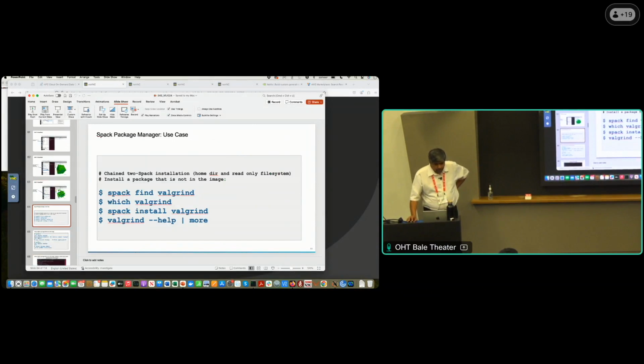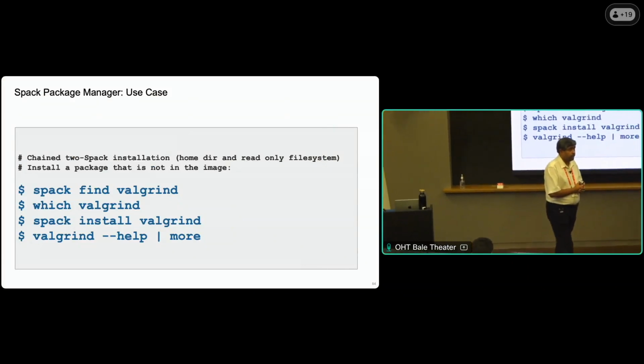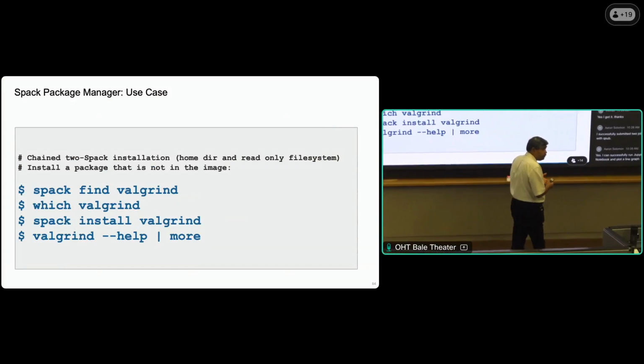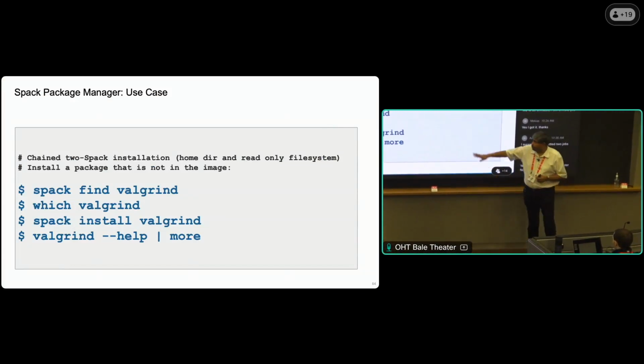Here is information about using chained E4S with Spack. Let's say there is a tool that you want which is not in the image. Here is an example, Valgrind. Valgrind is not part of the E4S image. If I say spack find valgrind, it will give me an error, or say it's not there. If I say which valgrind, it's not there. You can simply say spack install valgrind.